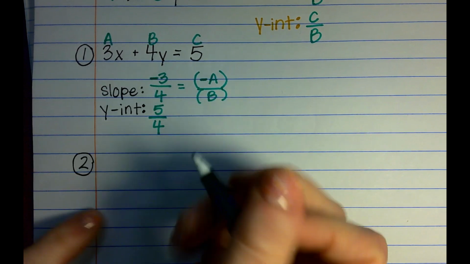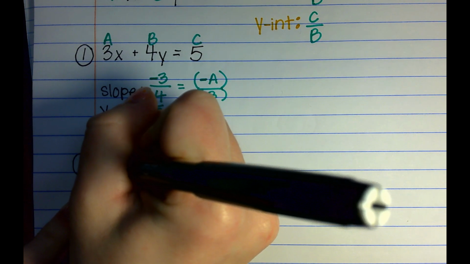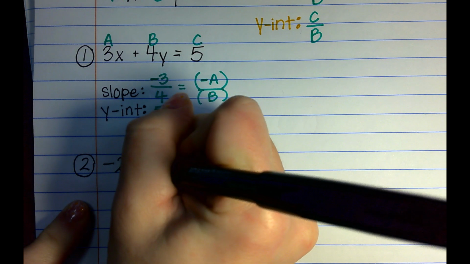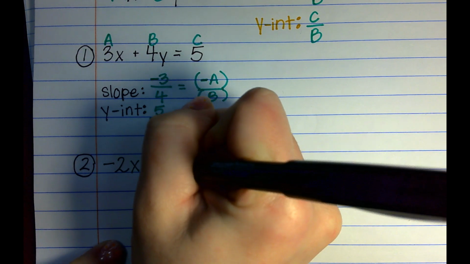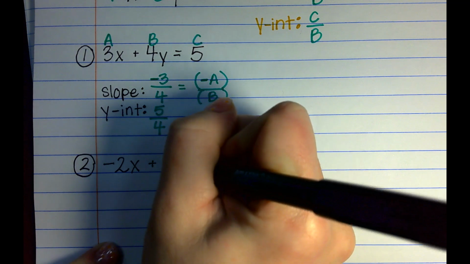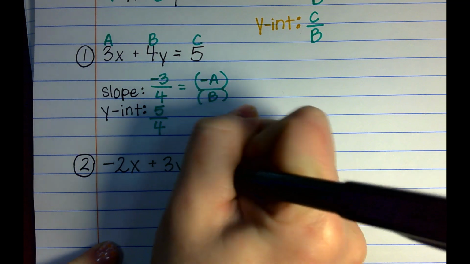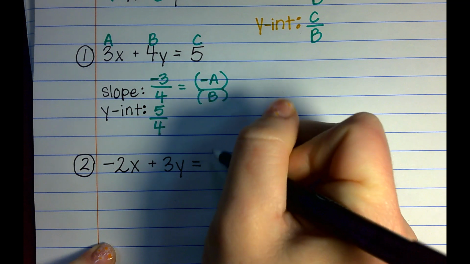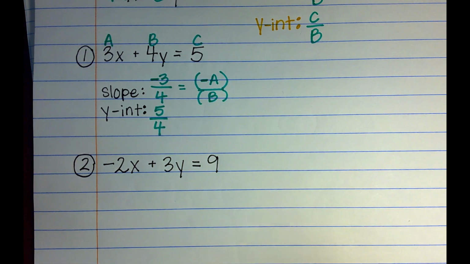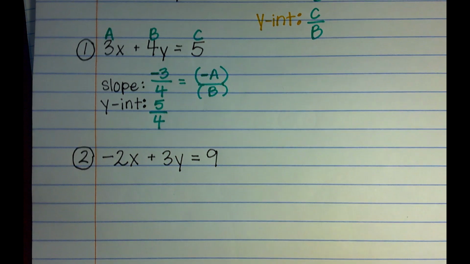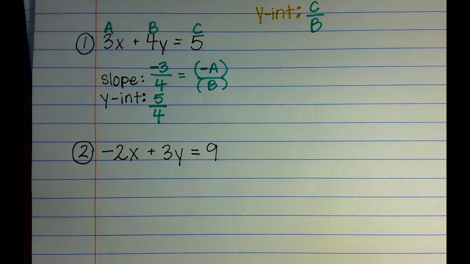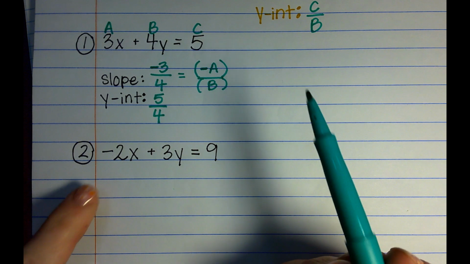Let's try to identify our slope and y-intercept for this equation. I have negative 2x plus 3y equals 9. Find my slope and my y-intercept.